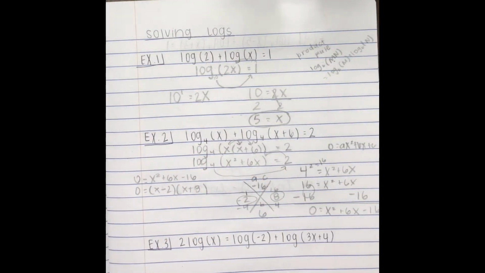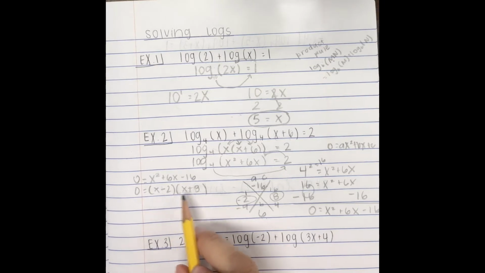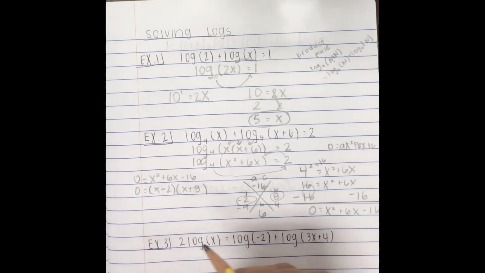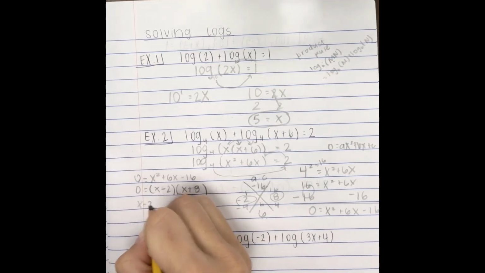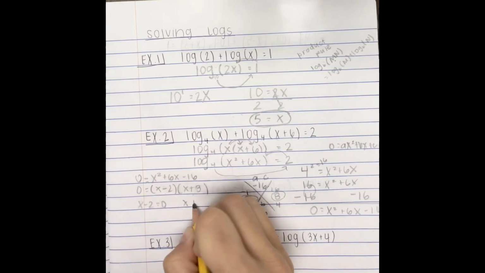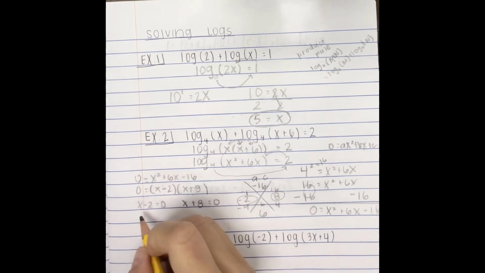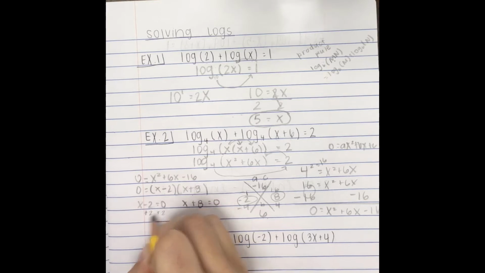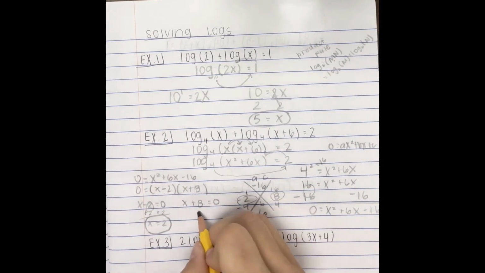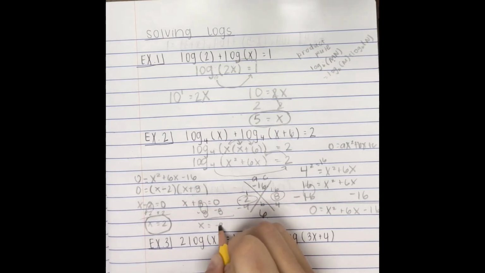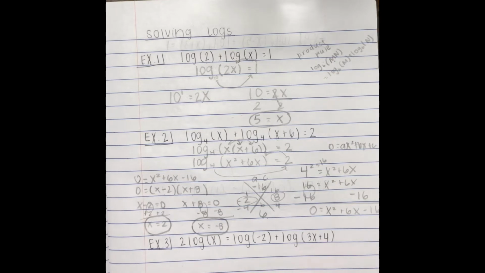Okay, so now all I have to do is set each of these things separately equal to 0 and solve. x minus 2 equals 0, and x plus 8 equals 0. So I'd add 2 to both sides, and I get x equals 2 as one of my answers. And then subtract 8 from both sides, and we get x equals -8 as my second answer.